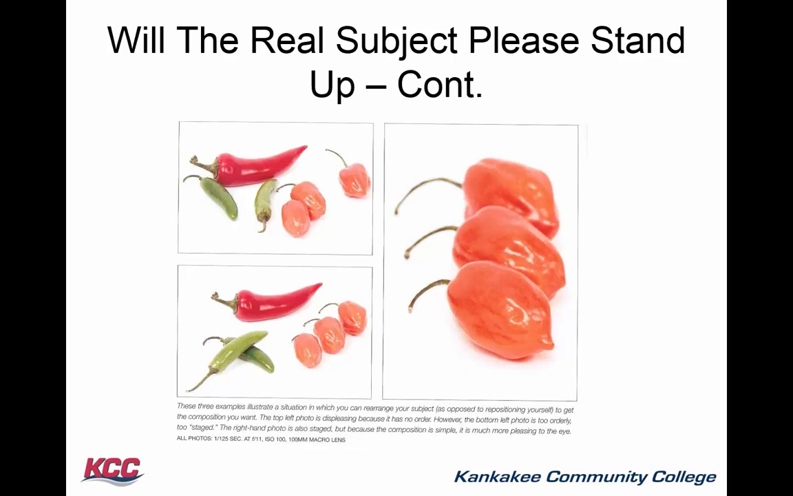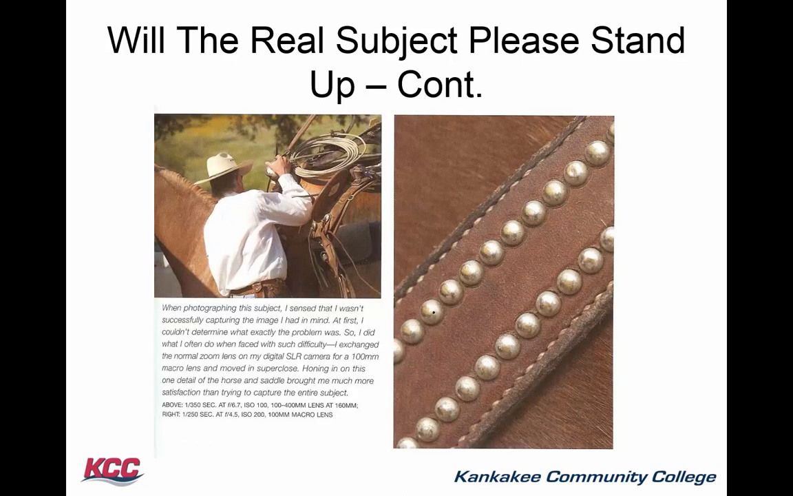So we have to figure out what is our real subject. If we're taking a photo of a cowboy and his horse, what is the real subject? The cowboy? The horse? The ranch? By zooming in, we find that the real subject is really the saddle here, and some of the details of that saddle is the real star, the real subject.